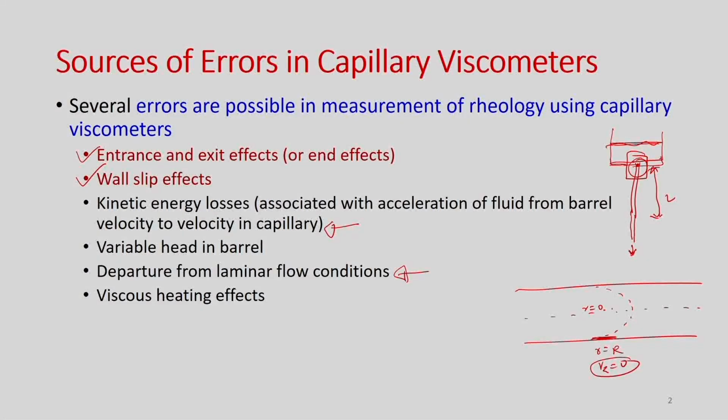Kinetic energy losses, and the departure from laminar flow conditions, can be avoided if the velocity is maintained small. If you can maintain a small velocity through the capillary, then the kinetic energy losses will also be less, and the deviation from laminar flow condition will not exist. So, by these operational conditions, these two things may be reduced. Then viscous heating and variable head in the barrel can also be reduced if the cross section area of the barrel is very much larger than the cross section of the capillary. In such cases, you can avoid the error due to the variable head in the barrel.